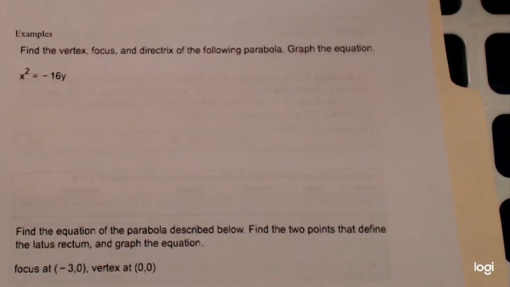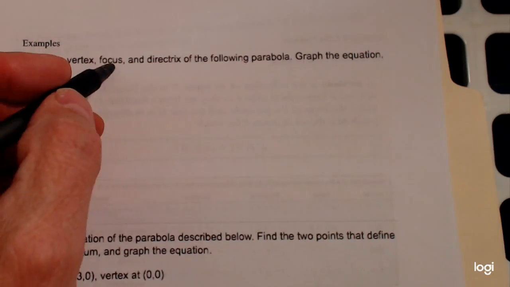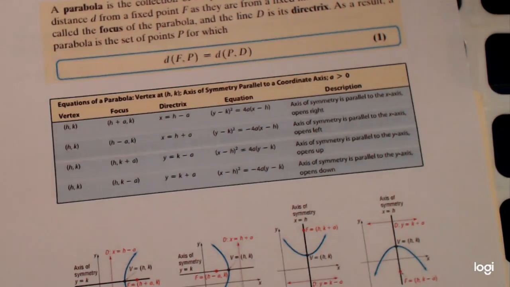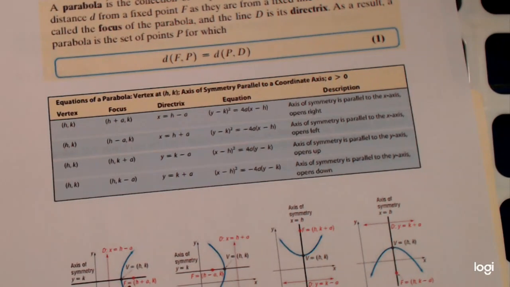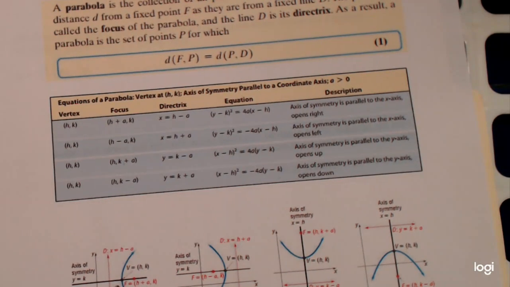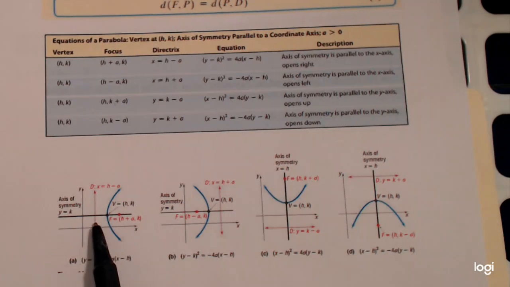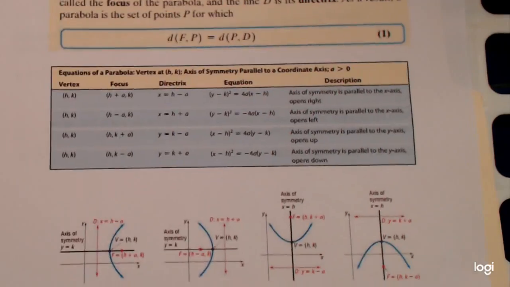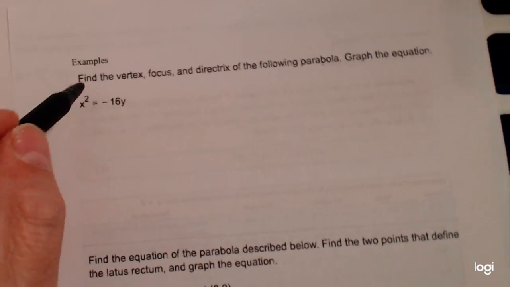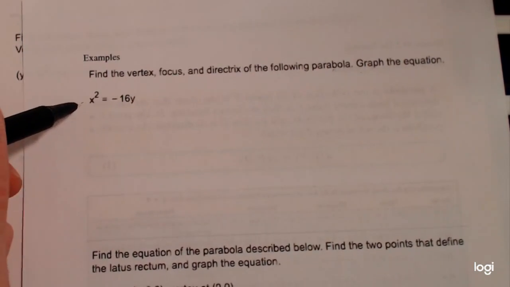Alright, so first off, we're going to start off with find the vertex, focus, directrix of the following parabola. So the focus and the directrix are equidistant from the vertex. Halfway between the focus and the directrix is the vertex. So the vertex lives in between. So this distance and that distance is a. Alright, so before we go to this, the first thing we've got to decide is which one of these it is.